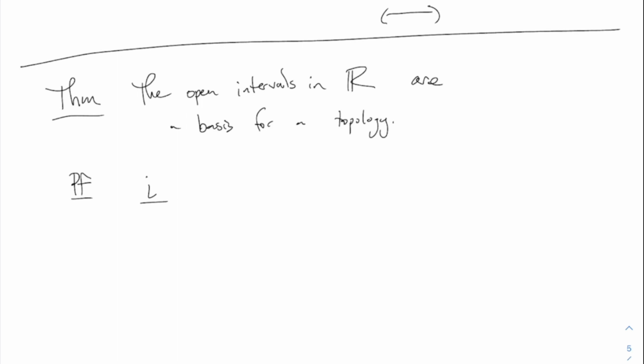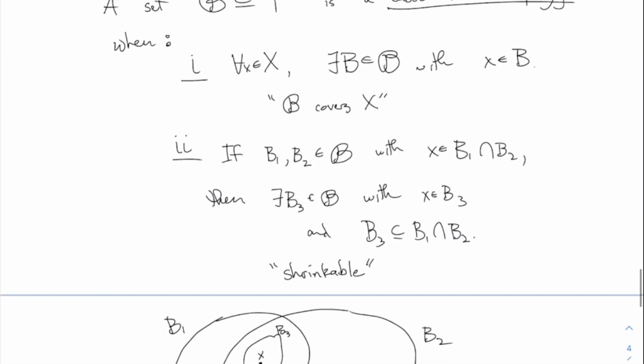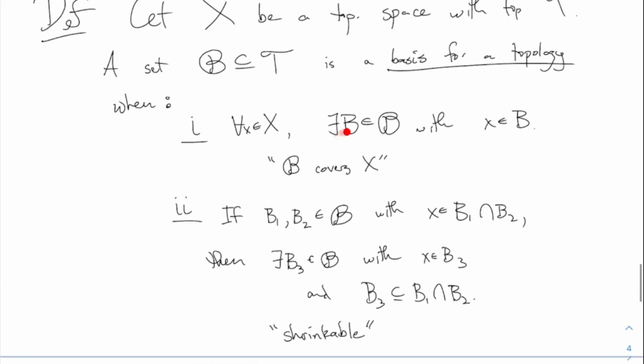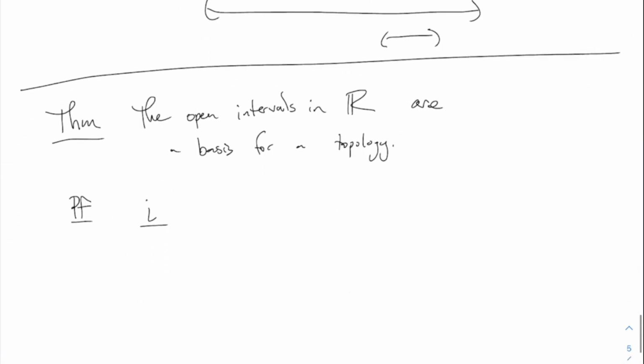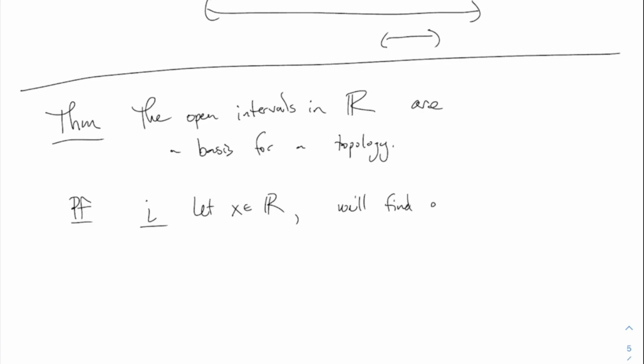The first property, if you recall, was for all x in X, there is some basis set B where x is in B. So what I have to show here is, let x be in my space, which is R, and we'll find a basis set B with x in B, where in this example, basis set means open interval, right? Because I'm talking about the open intervals.